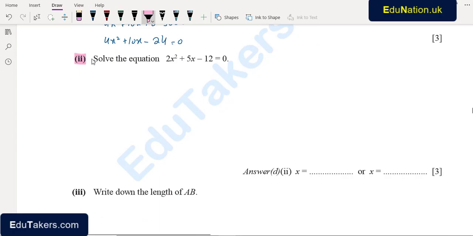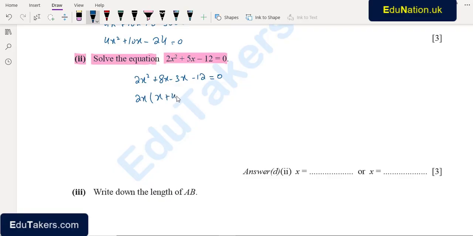Next is part 2. Solve the equation 2x² + 5x − 12 = 0. We will make its factors. It will be 2x² + 8x − 3x − 12 = 0. Taking 2x as common, this will be 2x(x + 4), minus, taking 3 as common, 3(x + 4) equals 0.